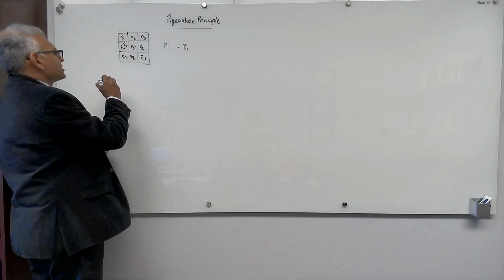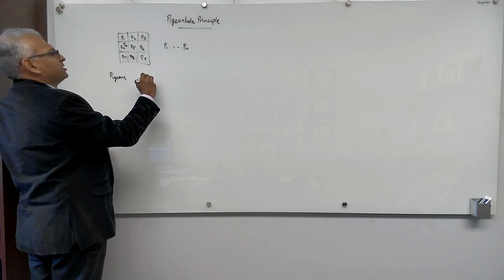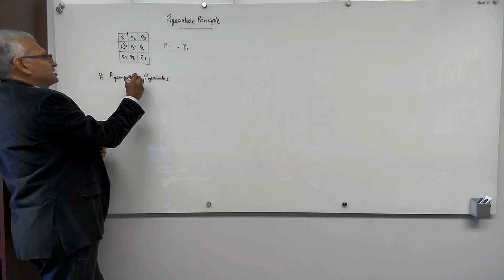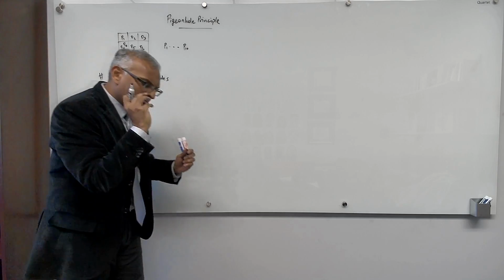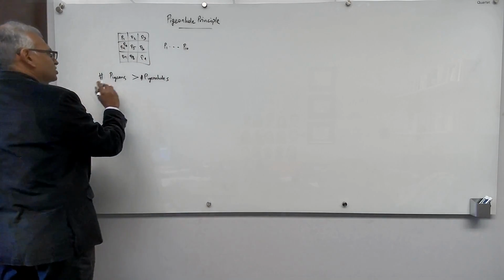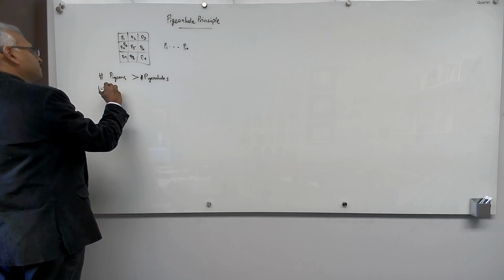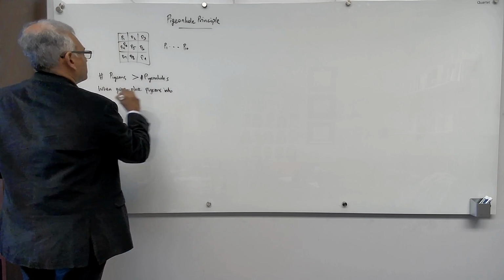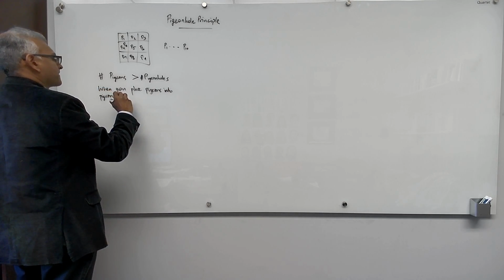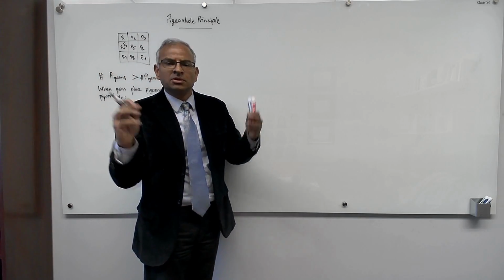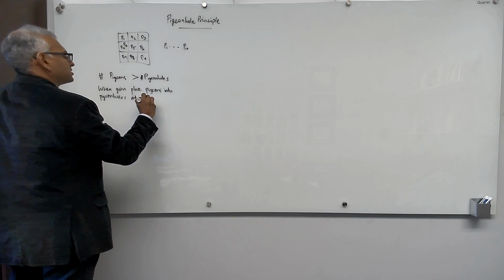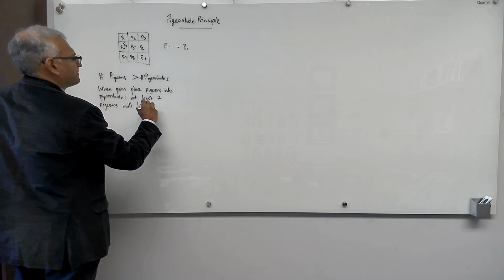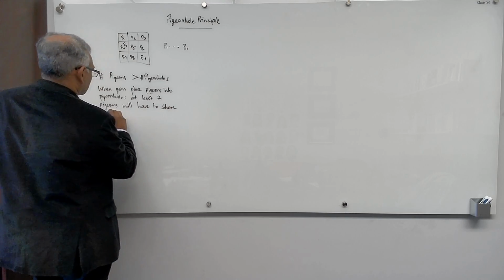So if you have pigeons and pigeonholes, and the number of pigeons is greater than the number of pigeonholes, so you have more pigeons than pigeonholes, then when you place the pigeons into the pigeonholes, at least 2 pigeons will have to share a pigeonhole.